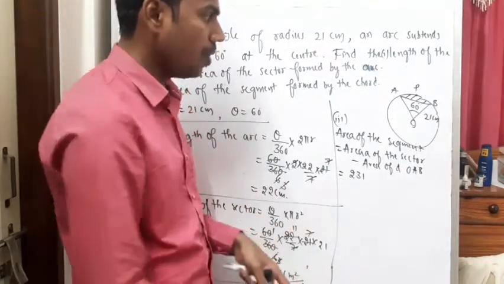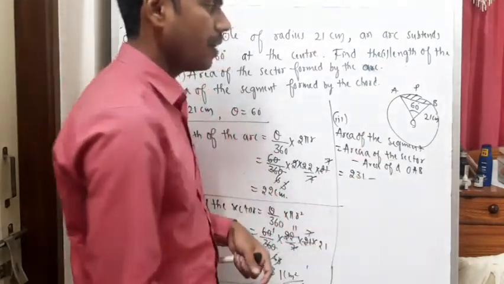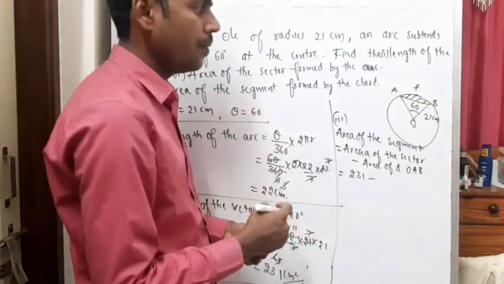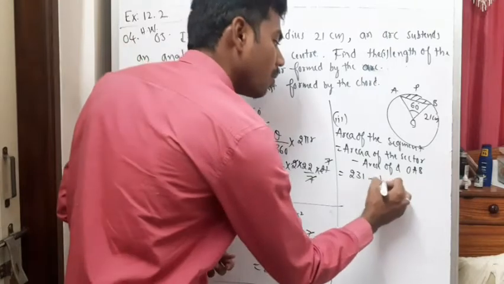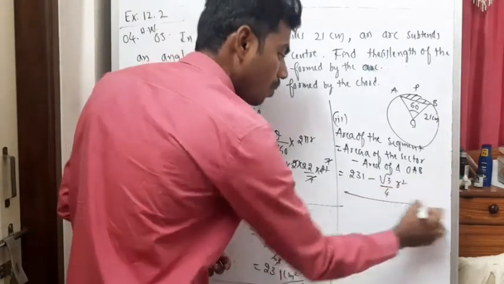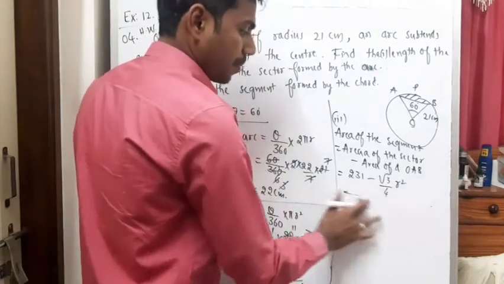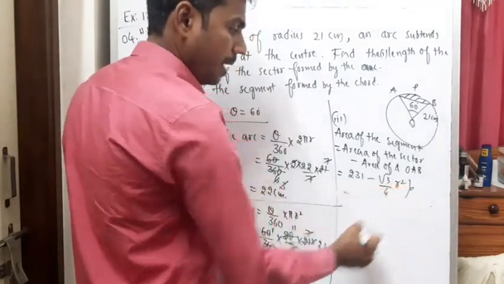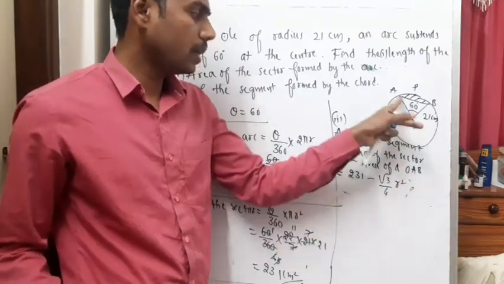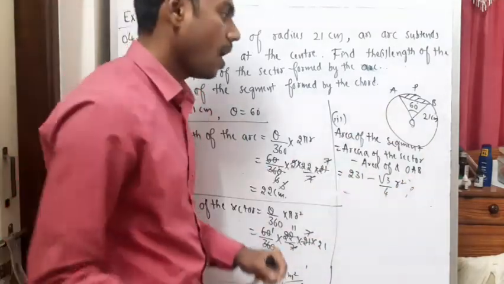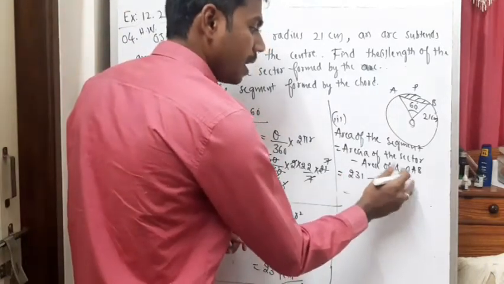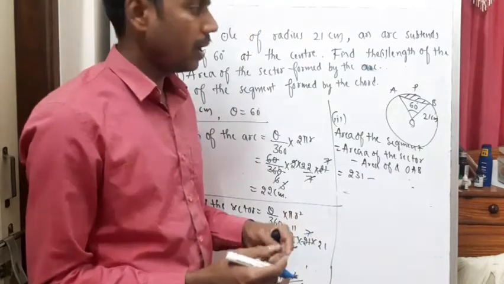Now we need to find the area of a triangle. How to find the area of a triangle? Since it is an equilateral triangle, it will be root 3 by 4 r square. So how to do this, I'll tell you. Whenever you get an equilateral triangle, the area will be equal to root 3 by 4 a square. See how we have arrived at that.